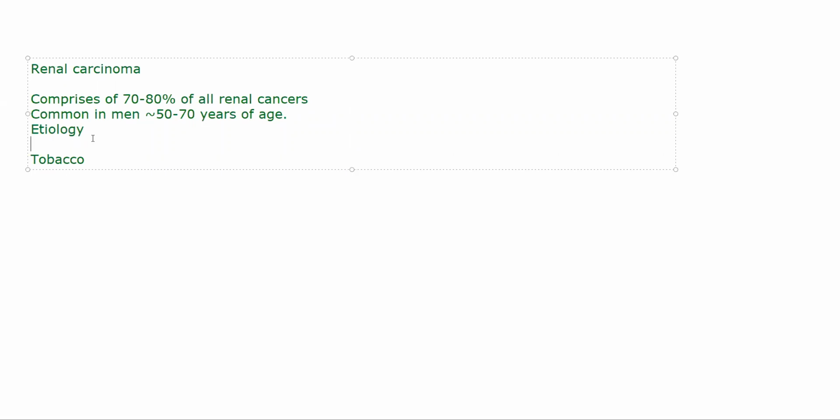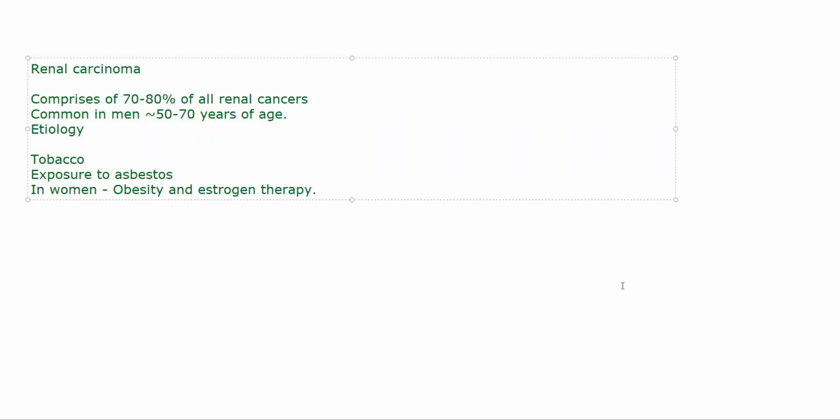Okay, one is tobacco. Then a patient who is exposed to asbestos. Asbestos exposure not only causes renal cell carcinoma, it will also cause pulmonary cancers. Along with that, in women, the factors will be obesity and estrogen therapy. If they are taking either oral contraceptives or drugs for fertility, either way they become a little more susceptible to renal carcinomas.